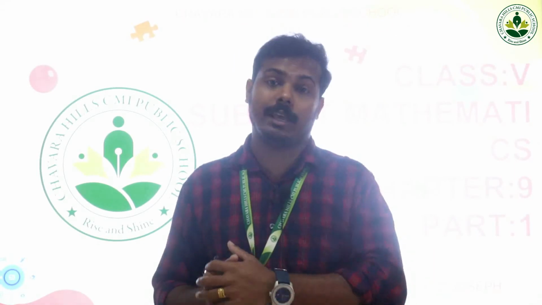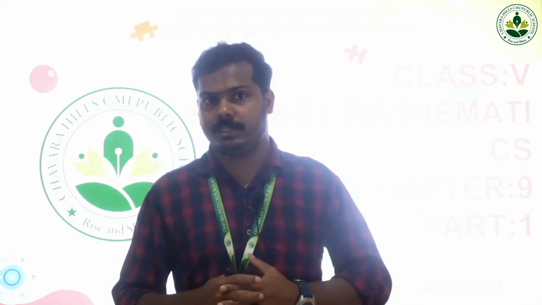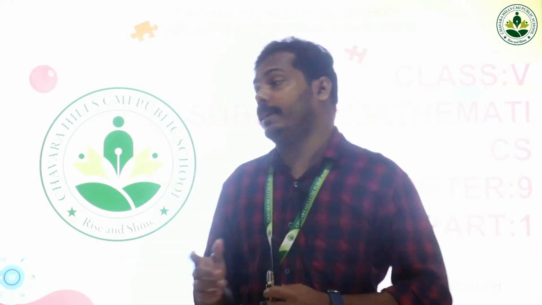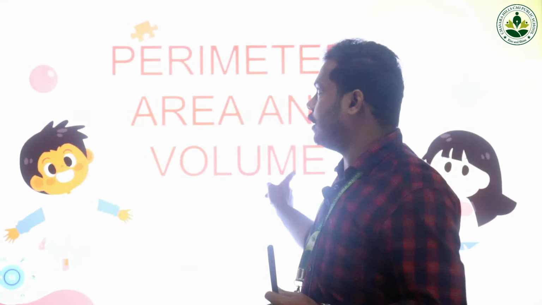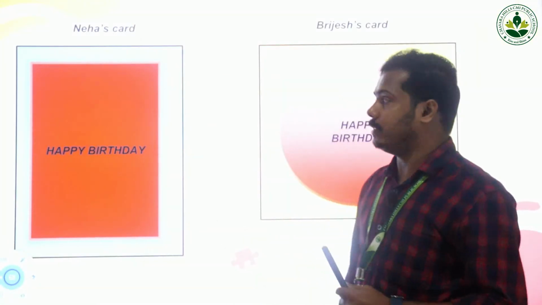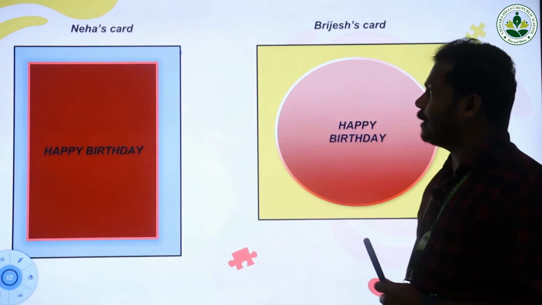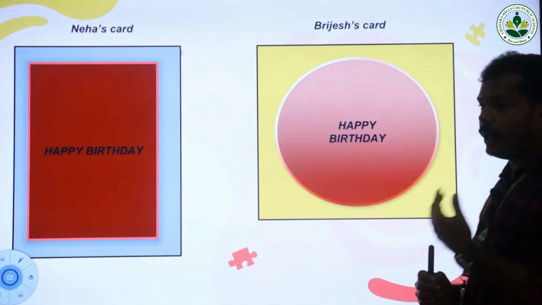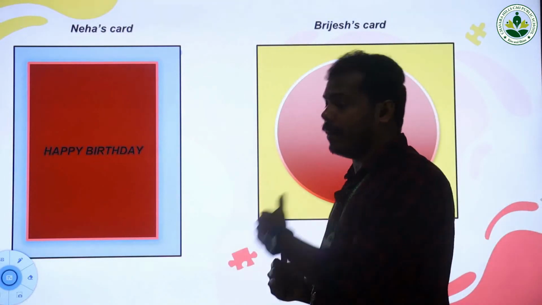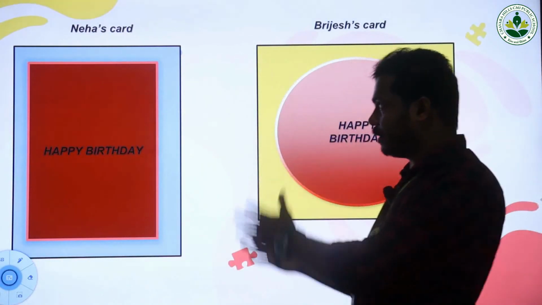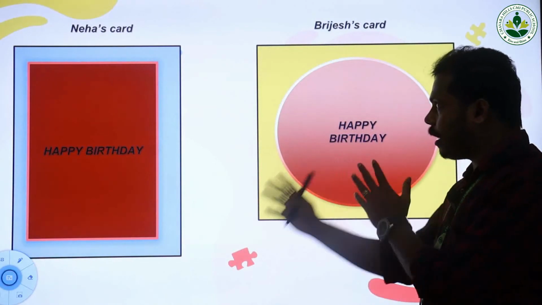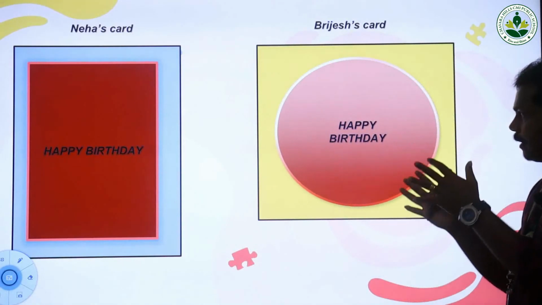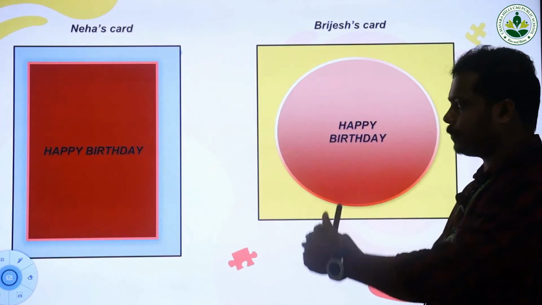I will tell one story of Neha and Brijesh. One day they planned to give a birthday card to their grandmother. And here are their cards. First one is Neha's card, second one is Brijesh's card. They made cards like this. Neha made a card in the shape of a rectangle and Brijesh made a card in the shape of a square.